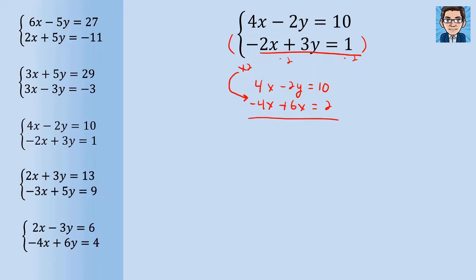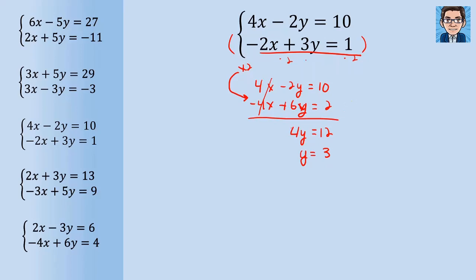So now we can take and add these two equations. These will be eliminated. Oh, we need a y there, not an x. The negative 2y and plus 6y is going to get us 4y equals 12. Divide both sides by 4, and you get y equals 3.